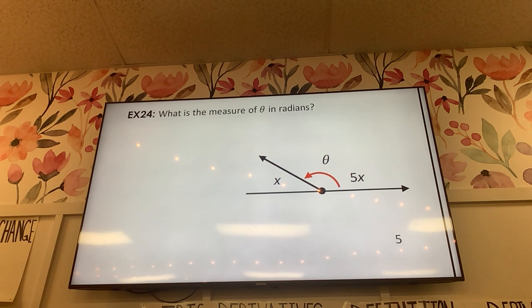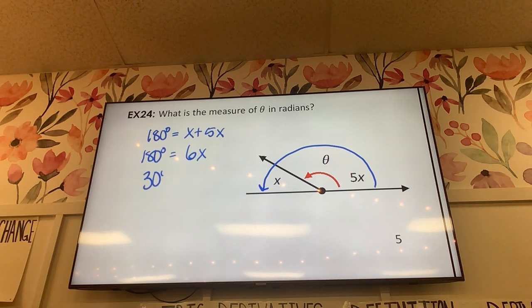On this one, what is the measure of theta in radians? So what do I know about this whole angle right here? 180. It's 180. So I know that 180 is going to equal x plus 5x. All right, so x plus 5x is 6x, which means that x is going to be 30. Now, that's not the answer.